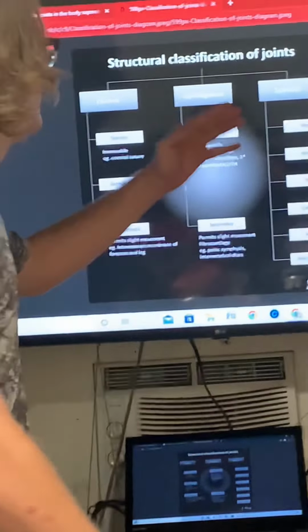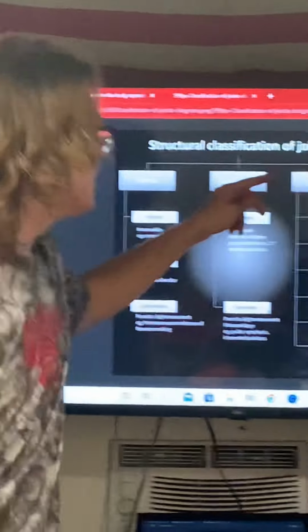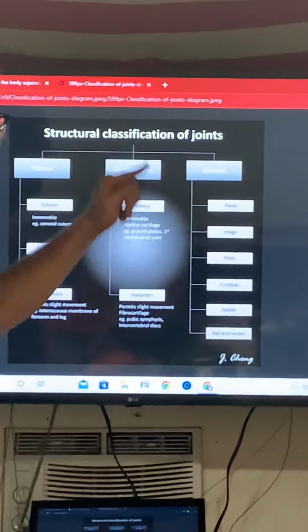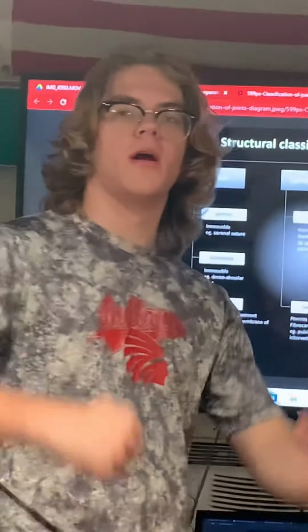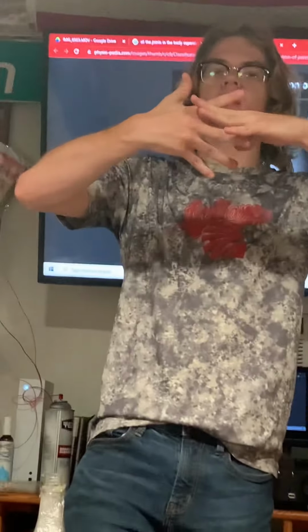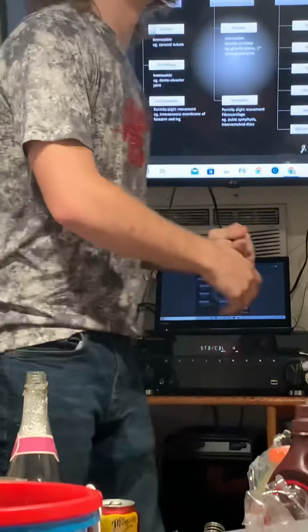And then we have our synovial, which are the most common type of joint in the entire body. Then we have plane, hinge, pivot, condylar, saddle, and ball and socket. A ball and socket, femur and hip bone. Pretty straightforward, right? Then we have our saddle, which is basically when the two plates ride against each other like that. Your thumb is a very good example of a saddle joint.